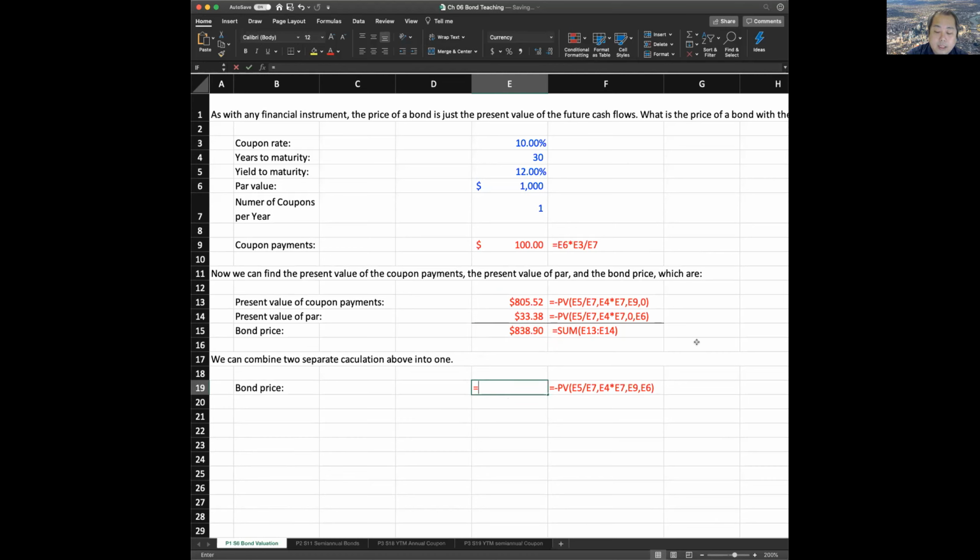You can directly get the bond price with the present value function: yield, so rate, number of periods, PMT, and future value directly. Then you have the exact same answer. So you can use Excel to find the value of the bonds.